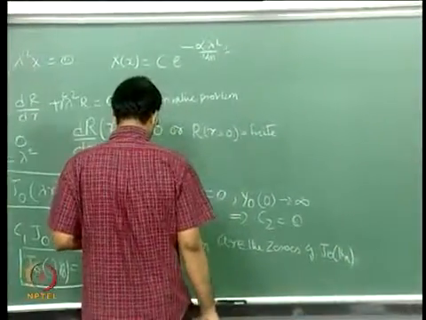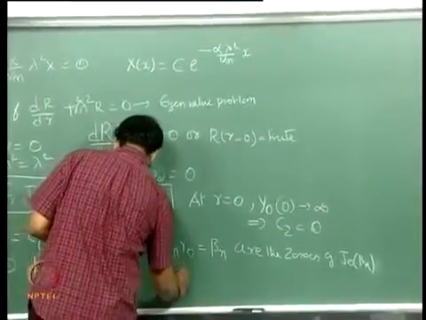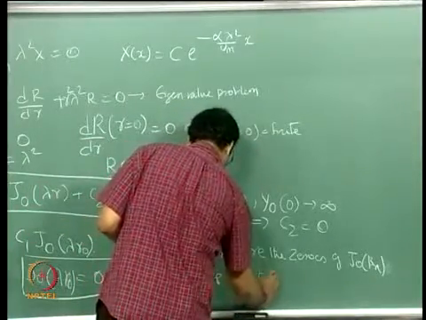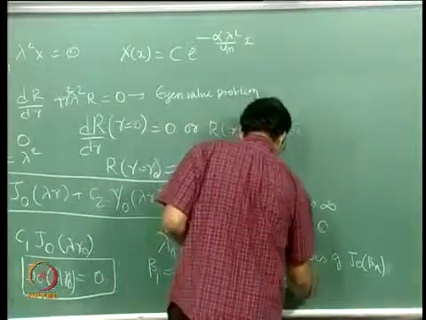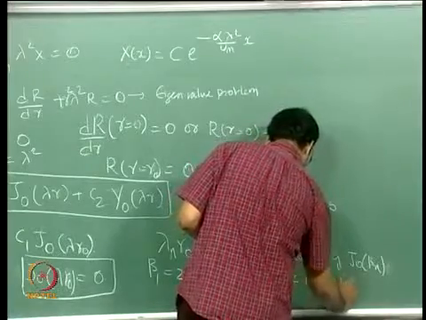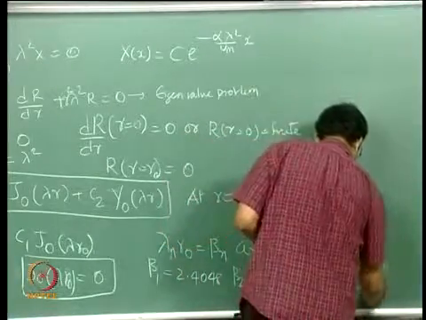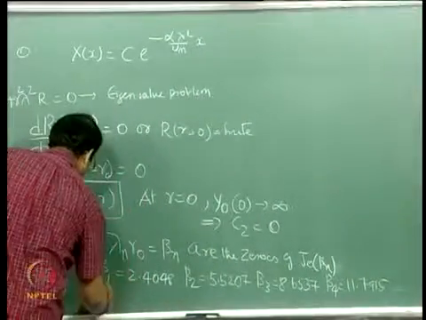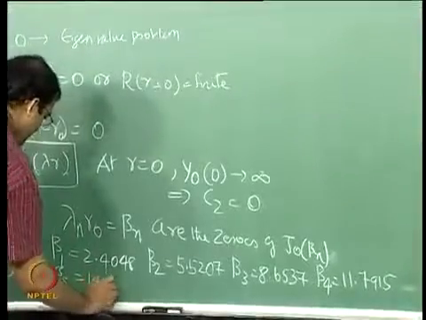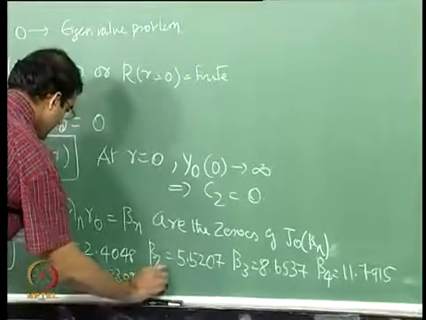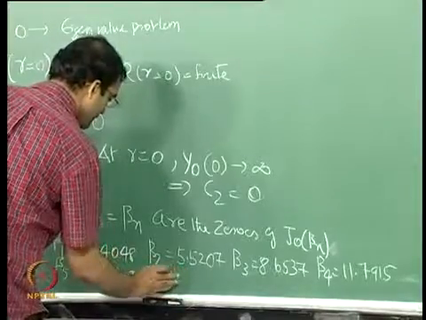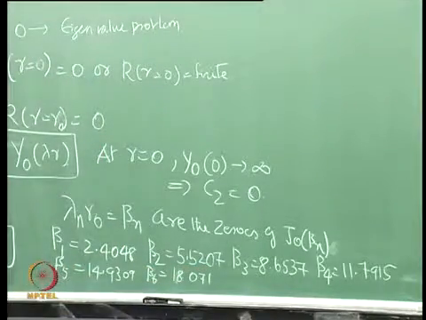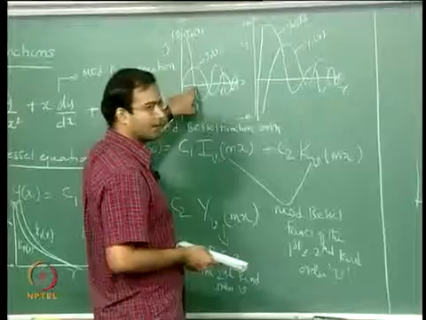The first 6 zeros correspond to beta 1 is equal to 2.4048, then beta 2 is 5.5207, beta 3 is 8.6537, beta 4 is 11.7915, and then beta 5 is 14.9309, and the last one, beta 6, is 18.071. So these are the first 6 zeros corresponding to the value of lambda into r naught.